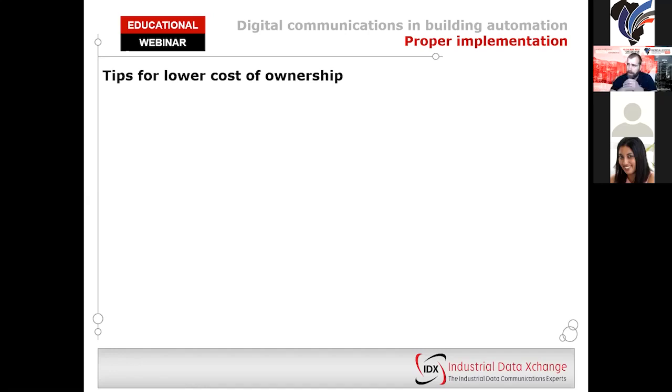So I've titled these tips as tips for low cost of ownership. And where you talk about low cost of ownership is when you implement a system, you want that system to work for you. You've implemented it because you want optimal energy efficiency, maybe the best guest experience, or you want a certain application to work for you. And if it isn't implemented correctly from the beginning, it's going to give you endless issues. It's going to cost you money to repair. And it's ultimately not going to be giving you that return on investment that you implemented the system for initially.